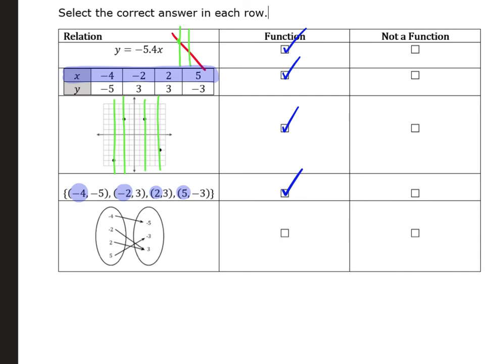And then again, in my mapping, I know that my x values are on the left and my y values are on the right. My negative 4 only goes to 5. My negative 2 only goes to 3, and my 5 only goes to negative 3. My x's do not repeat, therefore it is a function.